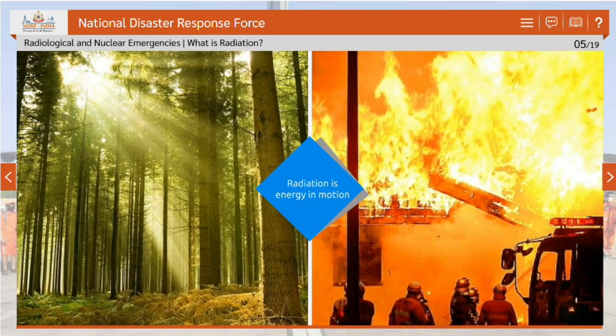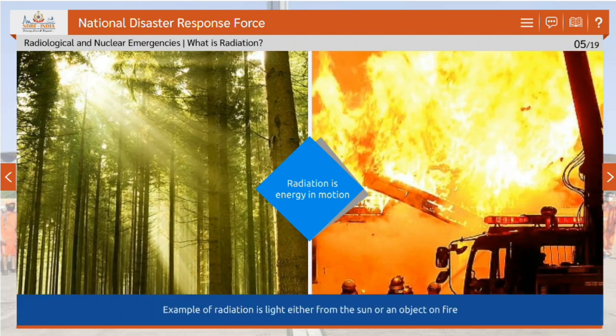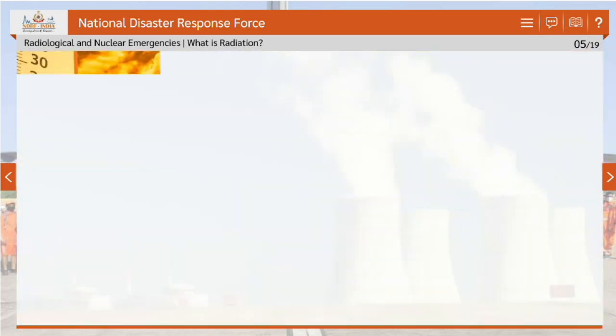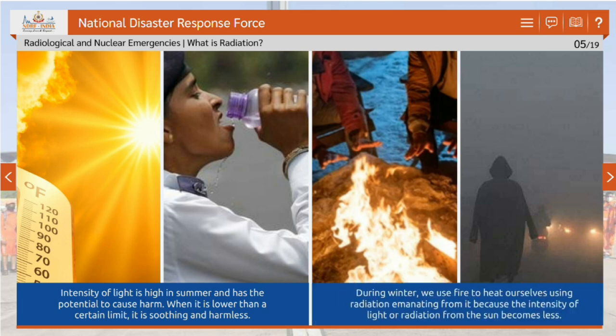Radiation is energy in motion. The simplest and most well-known example of radiation is light, either from the sun or an object on fire. We all know that when the intensity of this light is higher, for example in summer, it has the potential to cause harm. When it is lower than a certain limit, it is soothing and harmless. But during winter, we use fire to heat ourselves using radiation emanating from it because the intensity of light or radiation from the sun becomes less.